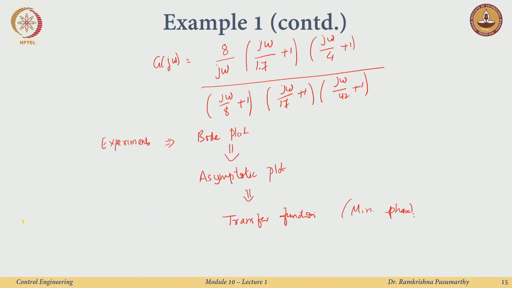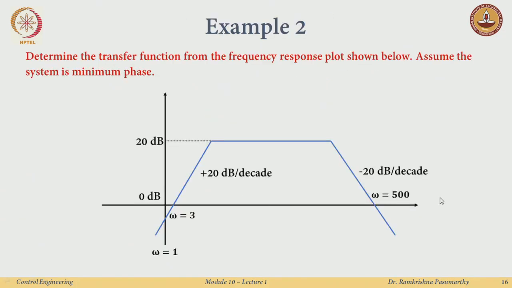Okay. So let's do another example where I am directly given the asymptotic Bode plot. So things are much easier for me here. So how do I go about doing this? First, I have this low frequency behavior, which is like 20 dB per decade, and therefore there is something like a 0 at the origin.